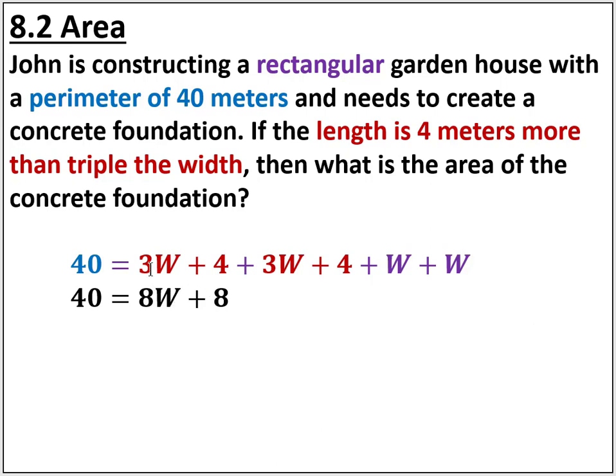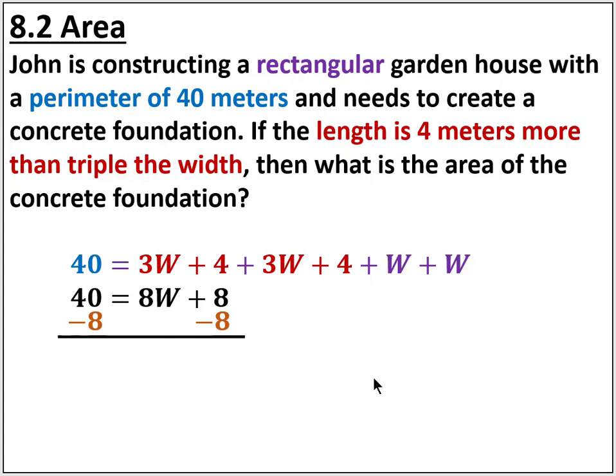So again, the 8W was from 3W plus 3W plus W plus W, and the plus 8 is from plus 4 plus 4. So let's start solving for W. What I'm going to do is cancel out the plus 8 from the right side of the equal sign. So I'm going to subtract both sides in order to balance the equation. Since I'm subtracting 8 on the right side, I'm going to subtract 8 on the left side of the equal sign.